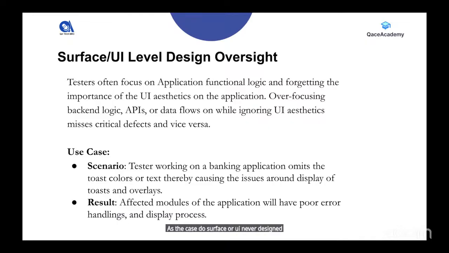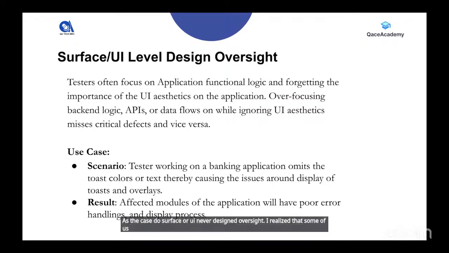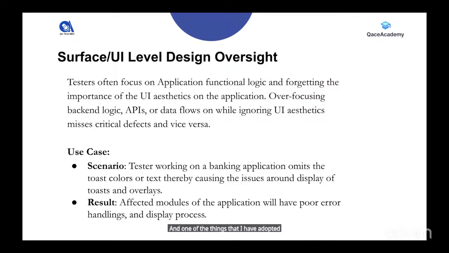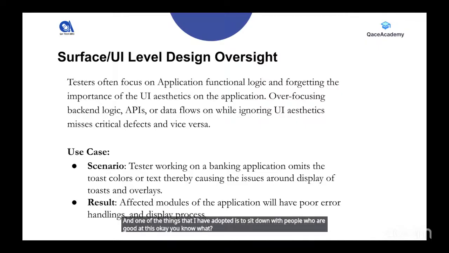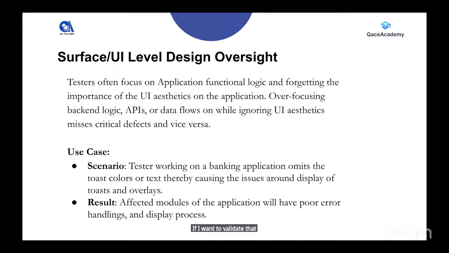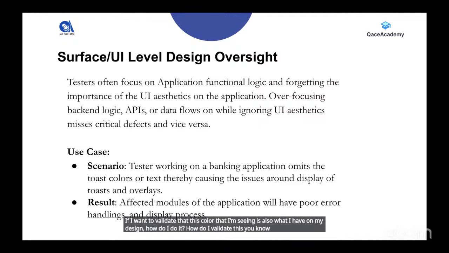I've realized that some of us testers, in fact, me, for example, I'm not a very good colorful person. UI aesthetics are not really my thing. And one of the things that I have adopted is to sit down with people who are good at this thing. Okay, you know what? If I want to validate that this color that I'm seeing is what I have on my design, how do I do it? How do I validate this? Ask these questions, learn it from people that actually know it.